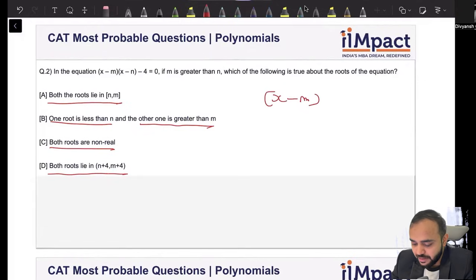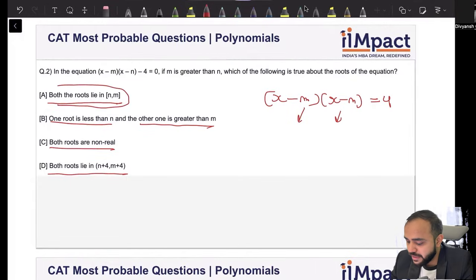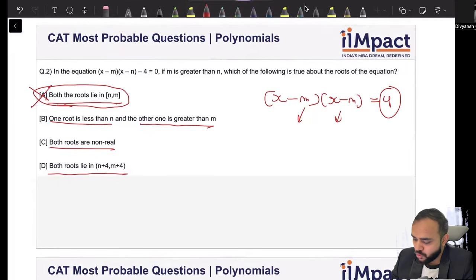We can write it like this: x minus m into x minus n is equal to 4, and this will immediately tell you that both of these either have to be negative or both of these have to be positive, which means option number A is out of the picture. Because if the roots lie between n and m, then one of them will be negative, which will be x minus m, and x minus n will be positive. So negative into positive will not give you a positive number on the right hand side. At this point, we can probably try and see option B becomes true from this argument that I just gave. However, will the roots exist or not? That is something I do have to check for.